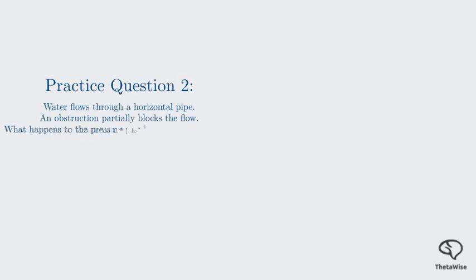Let's try one more practice question. This one is a bit more conceptual. This is a common exam trick question. Imagine water flowing through a horizontal pipe. At one point, there is a small obstruction that partially blocks the flow. Does the water pressure just before the obstruction increase, decrease, or stay the same? Take a moment to think about it.